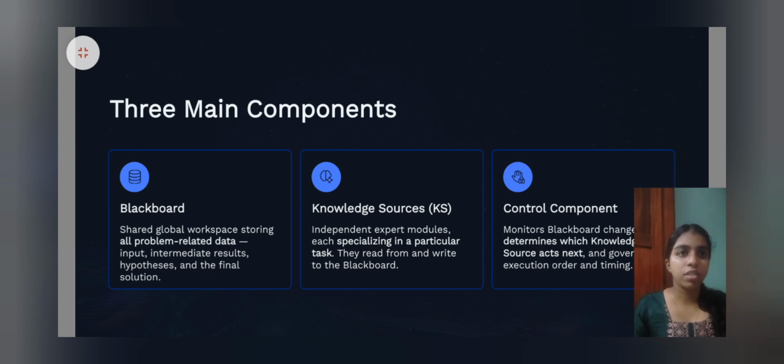The second component is the knowledge source, or KS. These are independent expert modules. Each knowledge source specializes in a particular task. They read information from the Blackboard and write their results back to it.